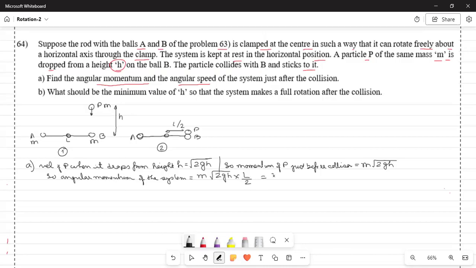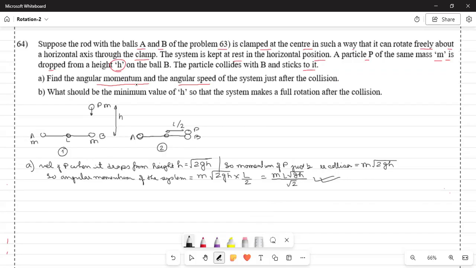This is equal to mL under root 2gh divided by 2. If I write root 2 here, then I remove 2 from here. Then it will be mL under root gh divided by root 2. Okay? So, mL under root gh divided by root 2. This is one thing. This is the angular momentum of the system.